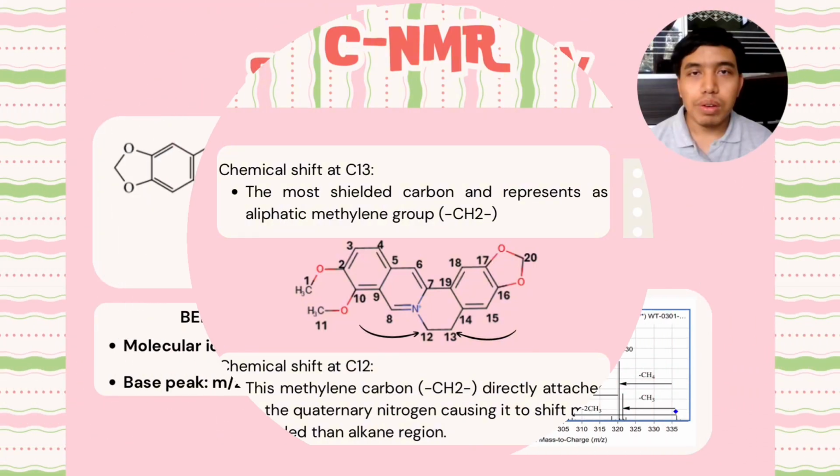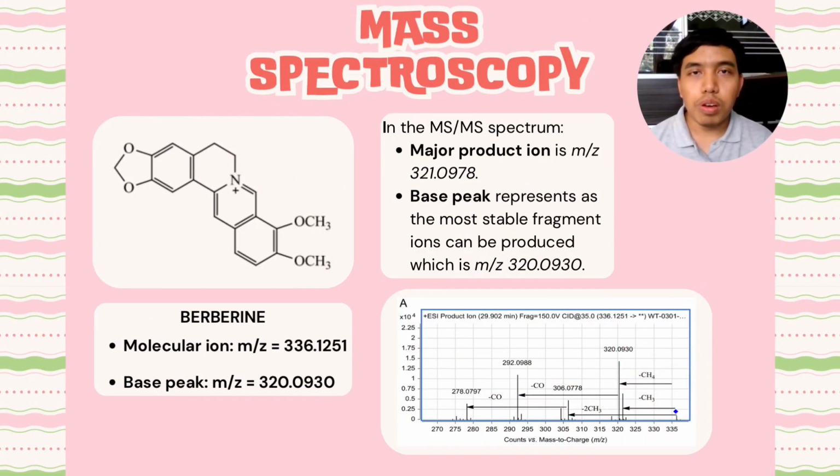Thank you. Now, let's learn about the mass spectroscopy of berberine. First, let's take a look at this MS spectrum data. It shows the molecular ion of berberine at a mass to charge ratio of 336.1251. As we fragment these ions, we can see a variety of product ions, and the most significant one is the base peak, which is at a mass to charge ratio of 320.0930. It indicates the most stable fragment that can be formed during this process.